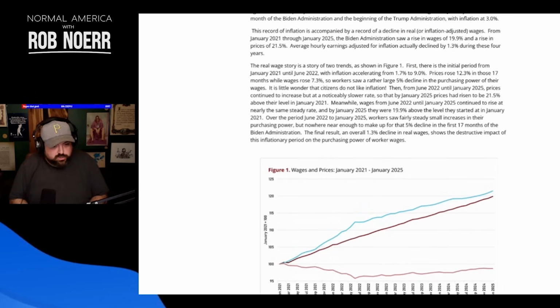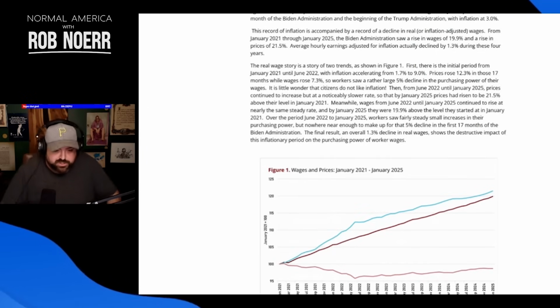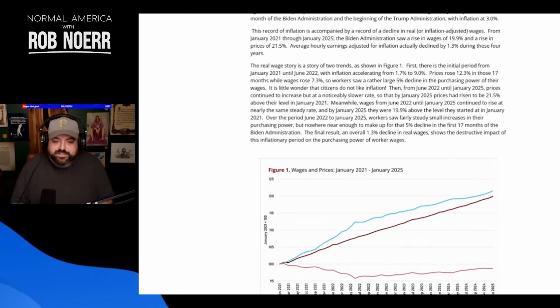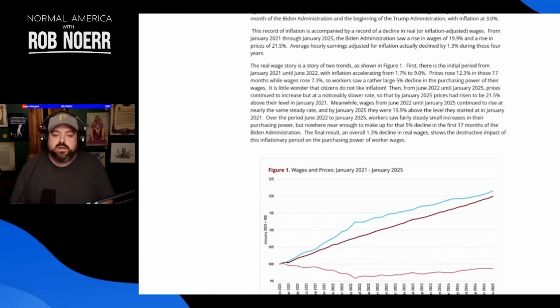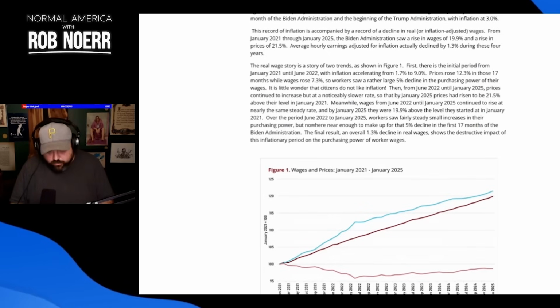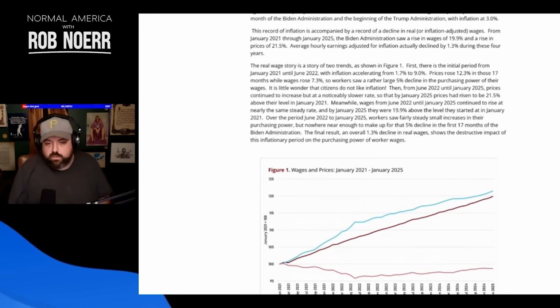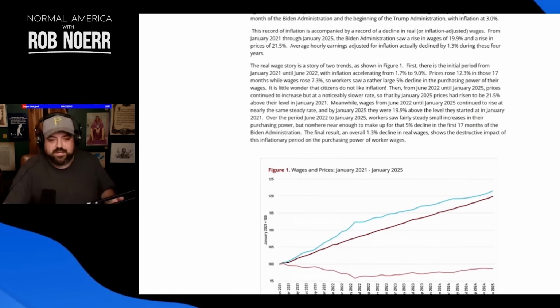Over the period of June 2022 to June 2025, workers saw a fairly steady small increase to their purchasing power, but nowhere near enough to make up for that 5% decline in the first 17 months of the Biden administration. As a result, an overall 1.3% decline in real wages shows the destructive impact of this inflationary period on the purchasing power of worker wages. 1.3% decline.